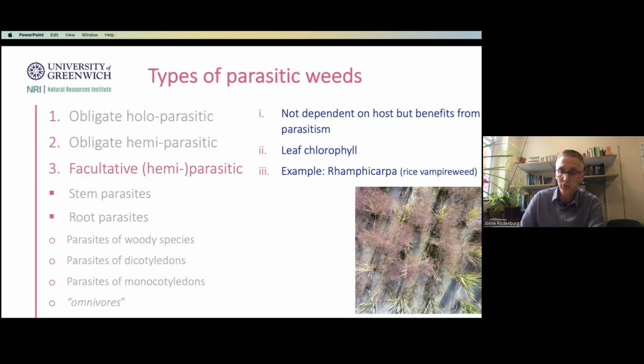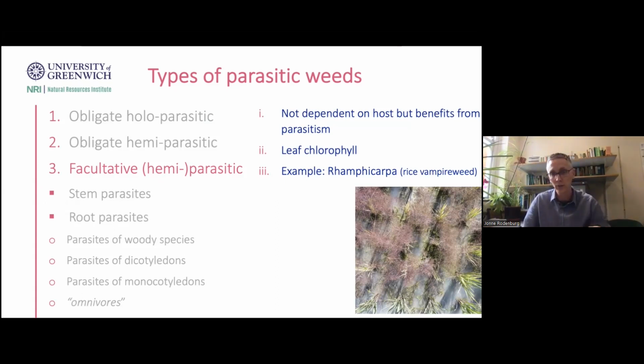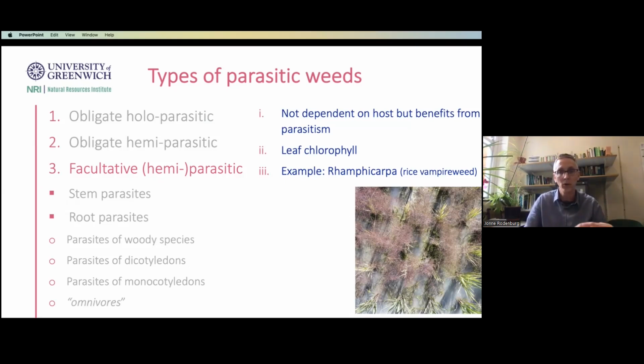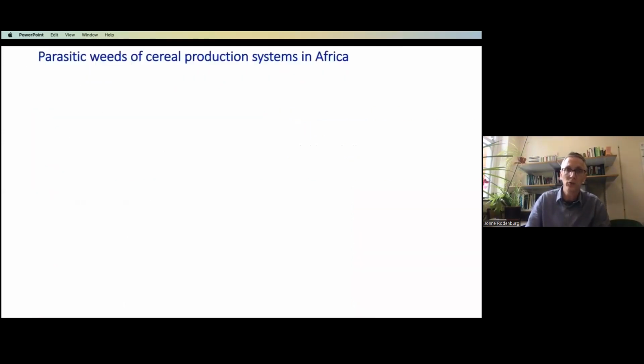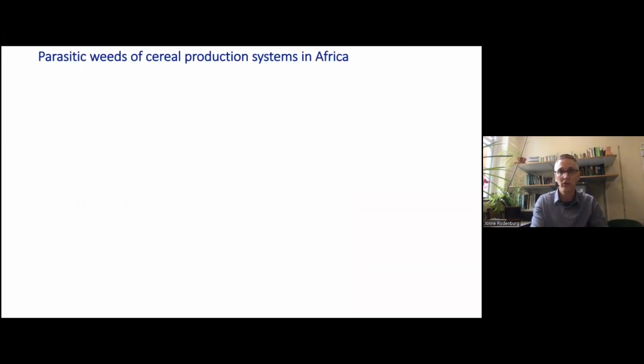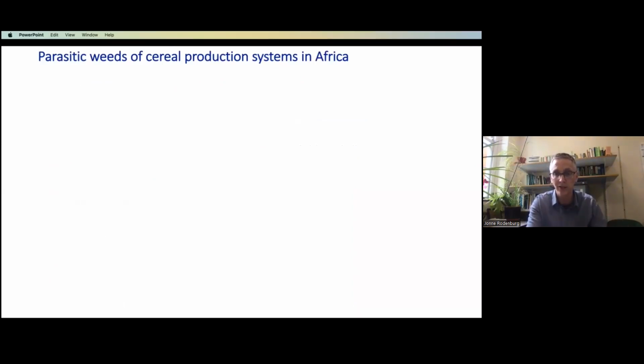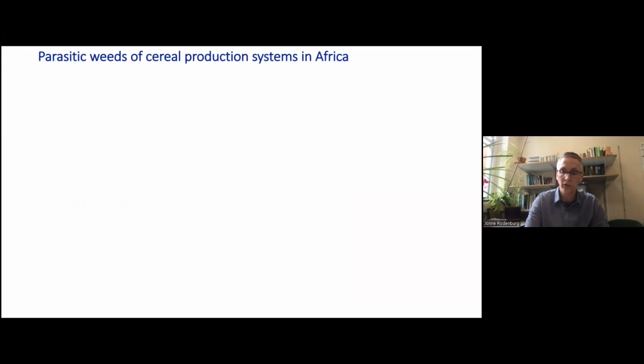Like I said, other types of parasitic plants are stem parasites. So the other distinctions are stem parasites and root parasites. But then you can also distinguish parasitic plants based on what type of host they parasitize: woody species, dicots or monocots, or omnivores. But we will be talking mostly about parasitic weeds of cereal crop production systems. This is what I have been working on for most of my career. And these are all root parasites.